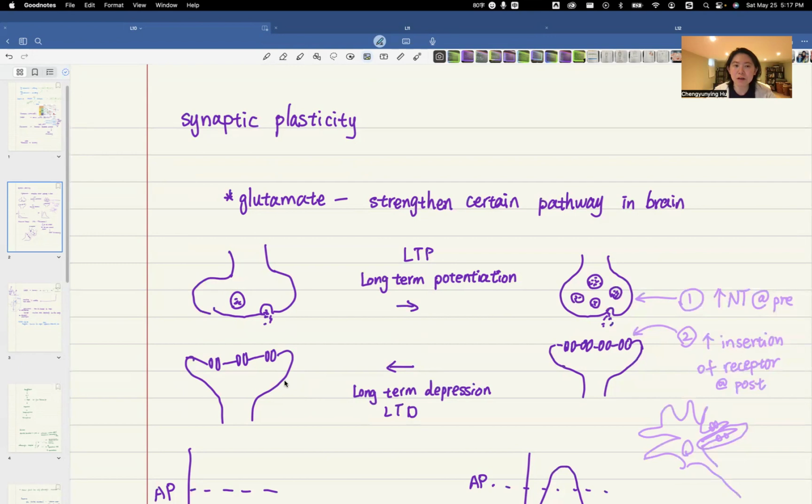In the test, if you are asked to explain what's long-term depression, you need to explain how the amount of glutamate at the presynaptic neuron decreases and the postsynaptic neuron has less receptor. Glutamate decrease and less receptor at the postsynaptic neuron. Don't explain it as an illness. Okay, so this whole process is called synaptic plasticity.